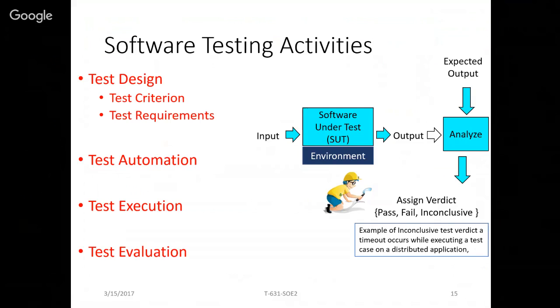So it can be pass. Pass means that, okay, I'm expecting 1, I get 1. I'm expecting 0, I get 0. Fail means I expect 1, I get 2. I expect 2, I get 5. So this is fail. What about inconclusive? Why do we have inconclusive cases? Can anyone think of something that can result in an inconclusive verdict? What do you think?